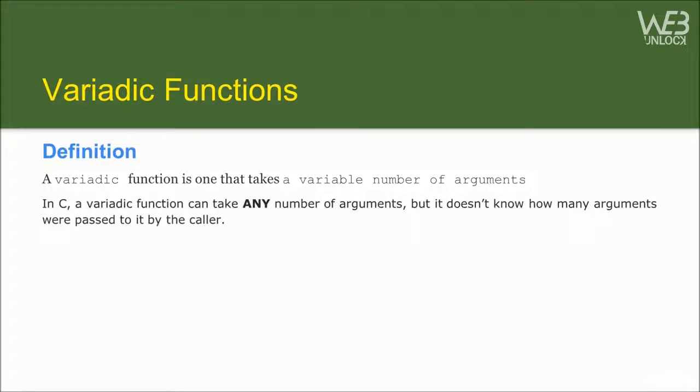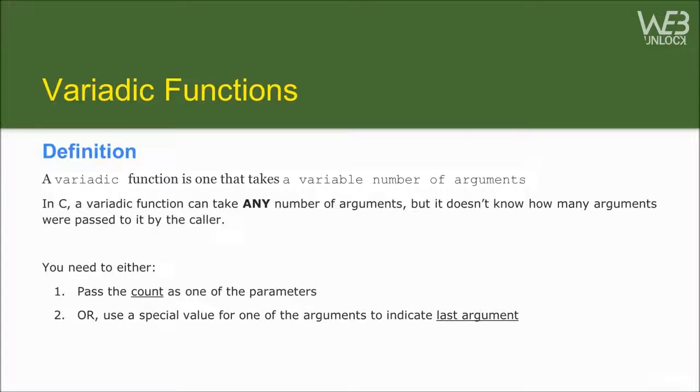In C, a periodic function can take any number of arguments, but it does not know how many arguments we pass to it. In order to know how many arguments are being passed to the function, people usually do one of two things. The first approach is we pass the count as one of the parameters. Usually it's the first parameter that you pass.